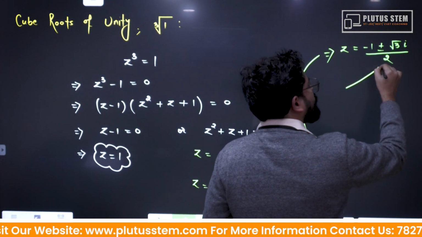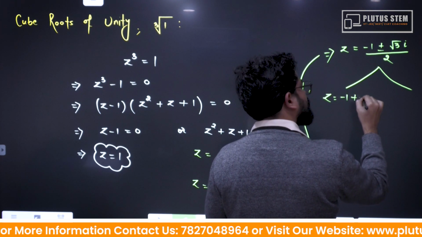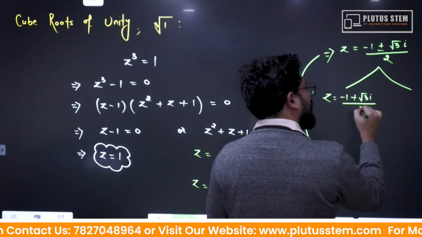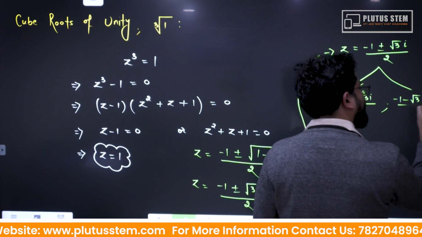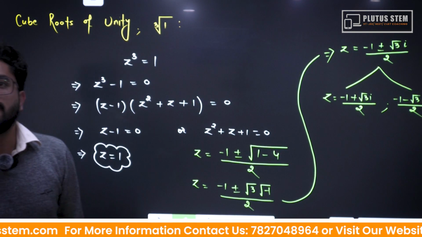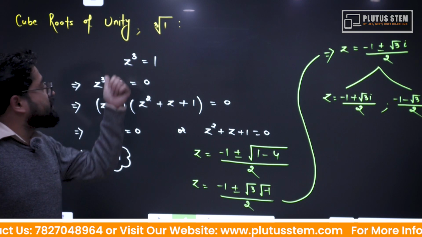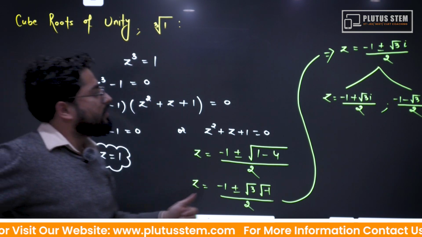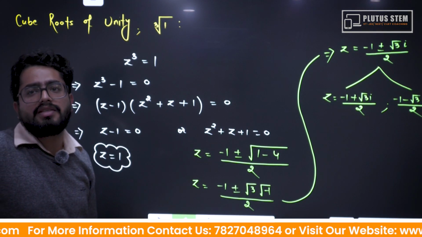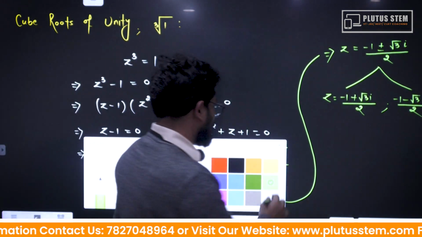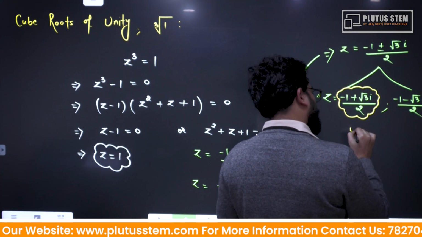So now we have two values. One is z is equal to minus 1 plus root 3 iota divided by 2, and the second value is minus 1 minus root 3 iota divided by 2. These are the two values for z square plus z plus 1 is equal to 0. So z cube is equal to 1 having one root as 1, the next root is minus 1 plus root 3 iota by 2, and the next one is minus 1 minus root 3 iota by 2. We denote this as omega.